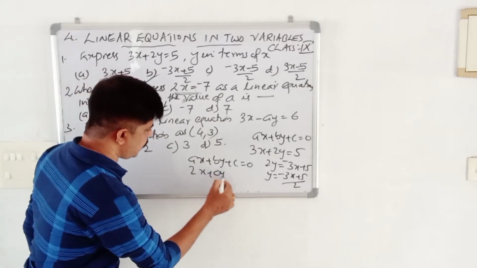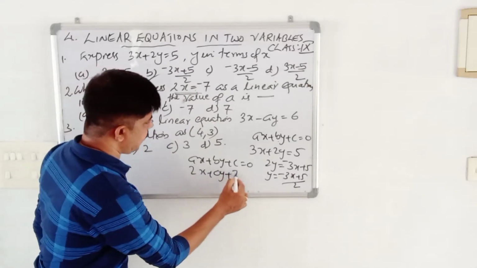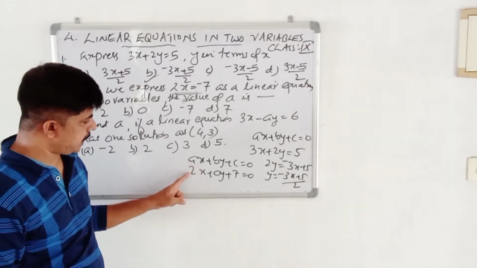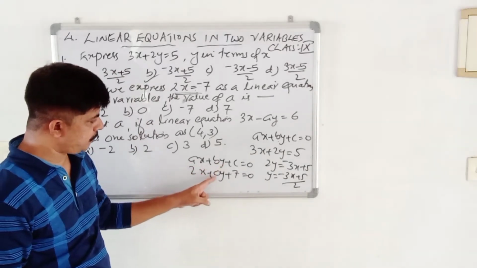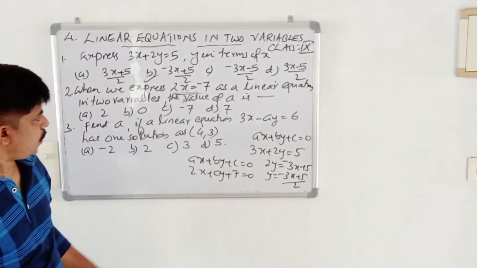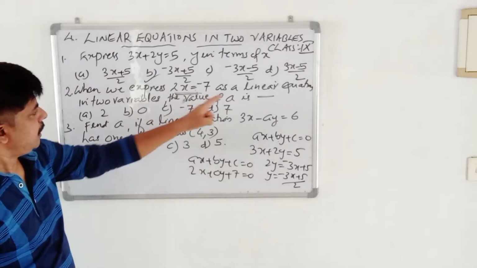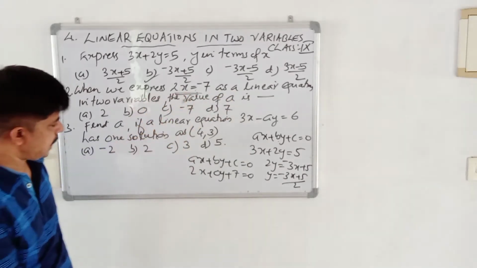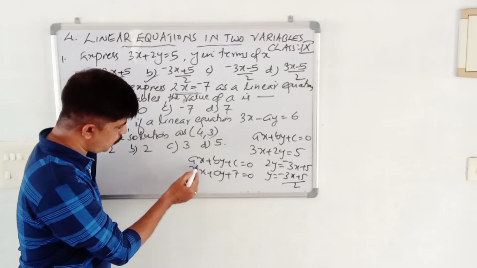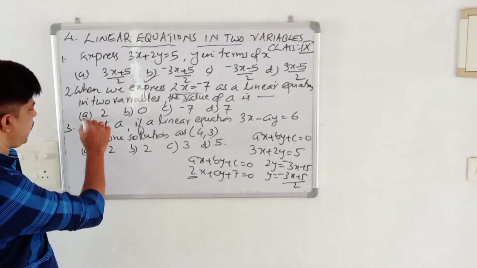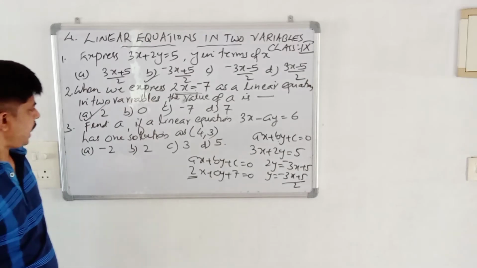Therefore, we should put 0y, and minus 7 will be taken to this side, so it becomes plus 7. Now the coefficient of x is called a, the coefficient of y is called b, and we have one constant term here. We have to find the value of a. What is a here? The coefficient of x, we have 2. 2 is the right answer. In the options, a is the right answer.